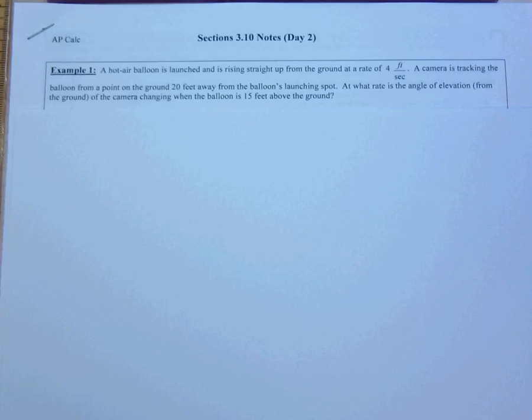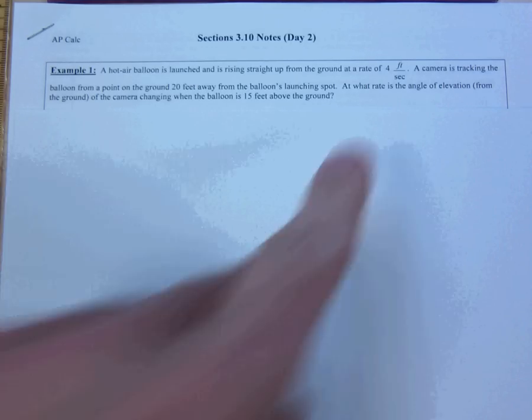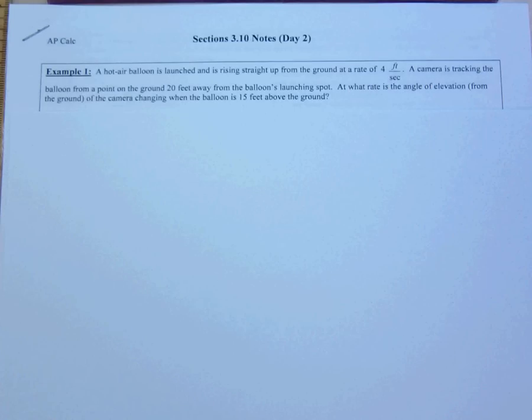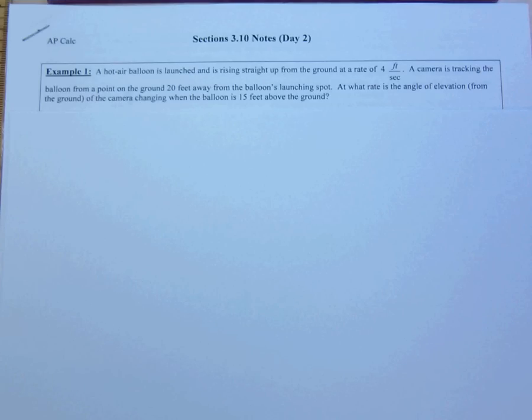All right, so look, there is no picture on these. None of your homework problems are going to have pictures. You're going to have to draw your own picture and go from there. So let's just read it first, and then we'll go to the picture. You have a hot air balloon going straight upward off the ground at a rate of 4 feet per second. Then you have a camera on the ground 20 feet away that's going to follow and track the balloon as it launches.